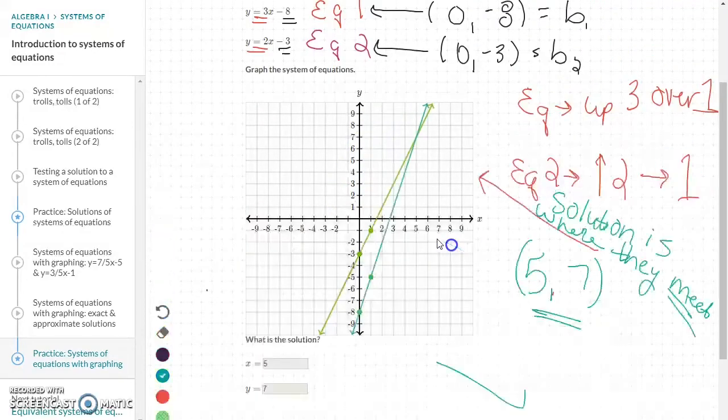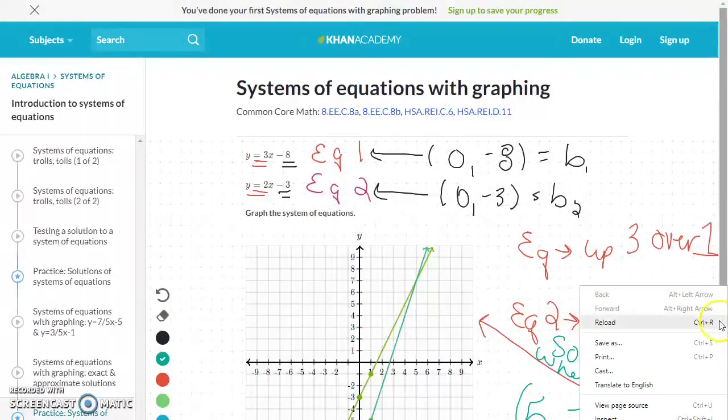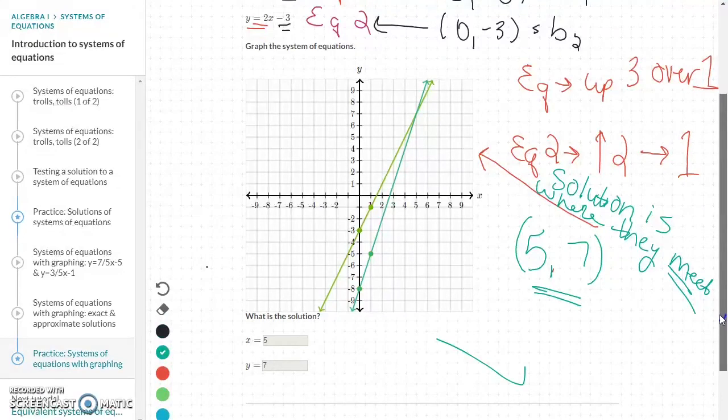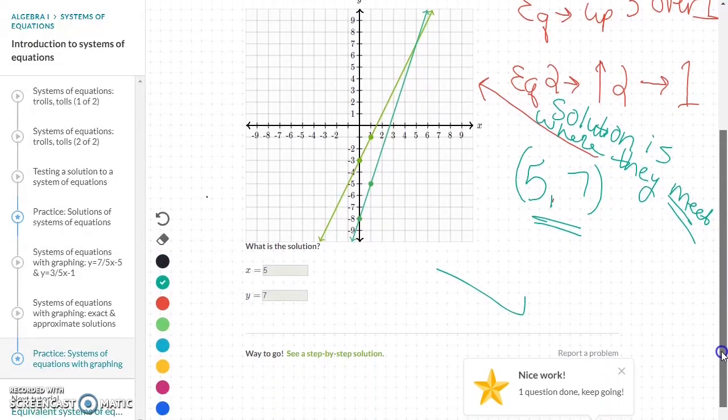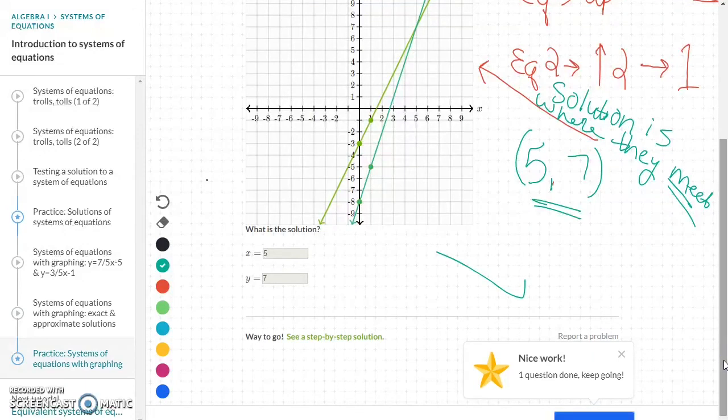The question says, what is the solution? X is 5, Y is 7. And I'm going to check it to see if I am correct. So I'm going to type it in, and it says yes, I am correct.